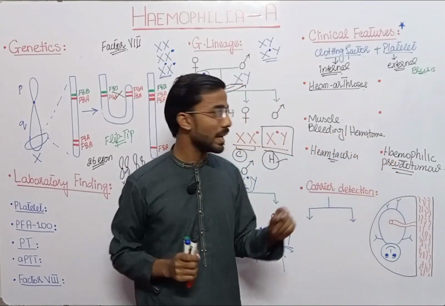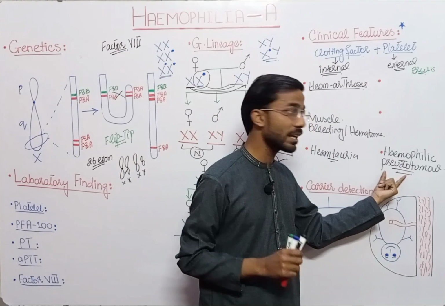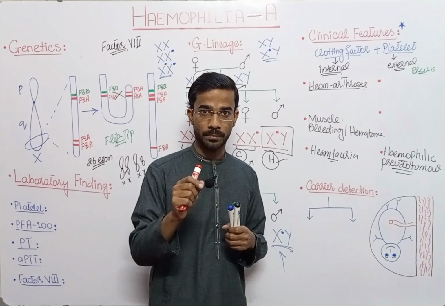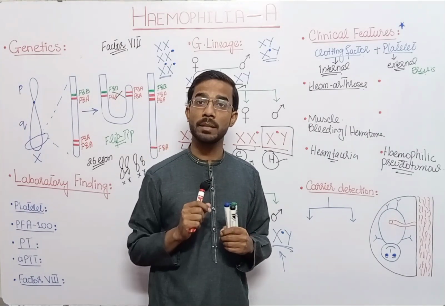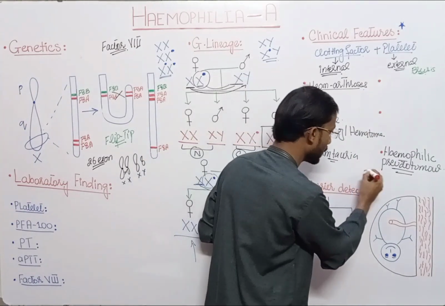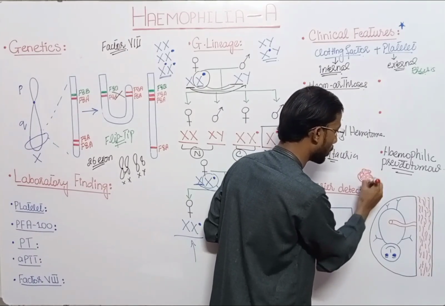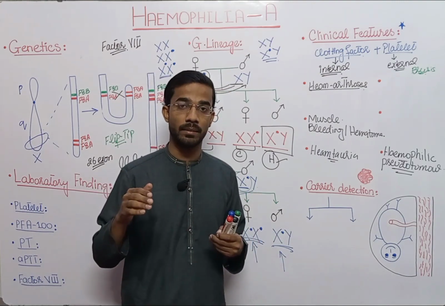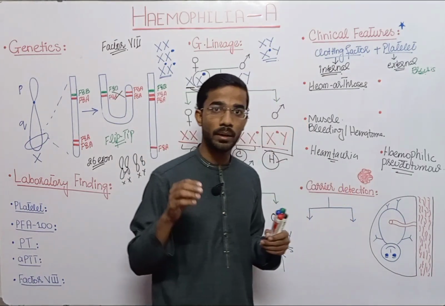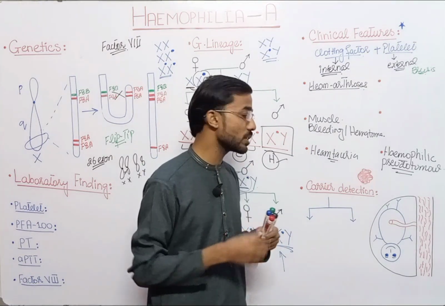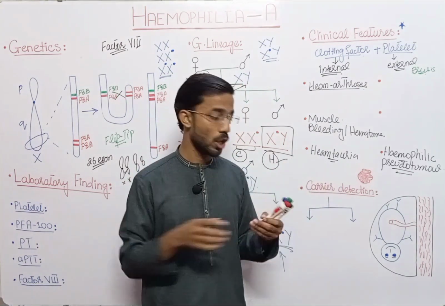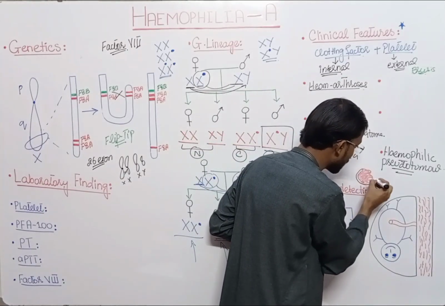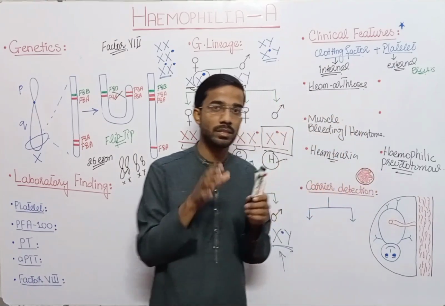Hemophilic pseudo tumor. This is not a tumor. As the name indicates, pseudo, false tumor. Actually, when the bleeding or the hematoma forms inside the muscles or bone, and when hematoma or bleeding starts repeatedly inside the muscle, you will see a lot of accumulation of the hematoma. So in that situation, a state is reached when the hematoma is surrounded by a cyst-like structure.